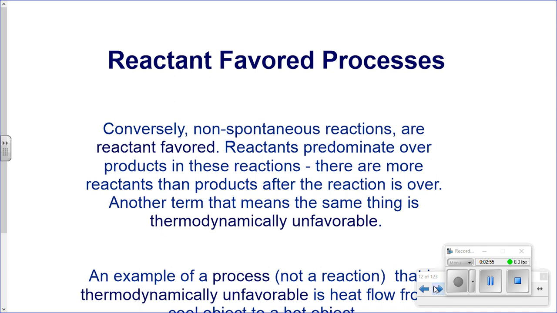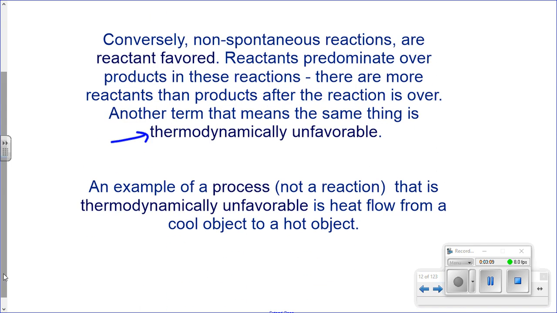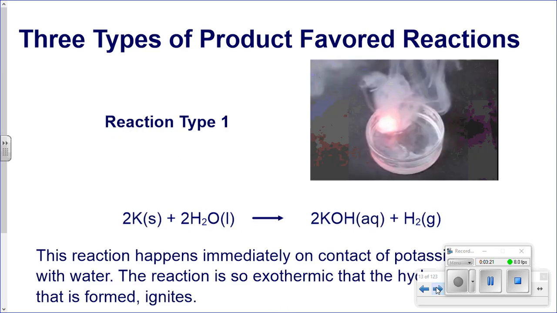Reactant-favored processes are non-spontaneous. Now the reactants have a lower energy than the products. That's an uphill process. So these are thermodynamically unfavorable. In other words, it's not going to really work. An example of this, again, not a reaction but a physical thing, is where heat flows from a cold object to a hot object. Things don't naturally just heat up in the room. They tend to have heat applied to them.